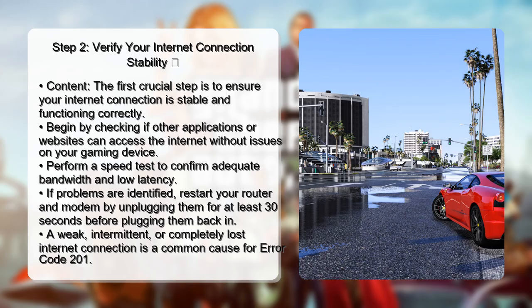Step two: verify your internet connection stability. Content: the first crucial step is to ensure your internet connection is stable and functioning correctly. Begin by checking if other applications or websites can access the internet without issues on your gaming device. Perform a speed test to confirm adequate bandwidth and low latency. If problems are identified, restart your router and modem by unplugging them for at least 30 seconds before plugging them back in. A weak, intermittent, or completely lost internet connection is a common cause for this error code.